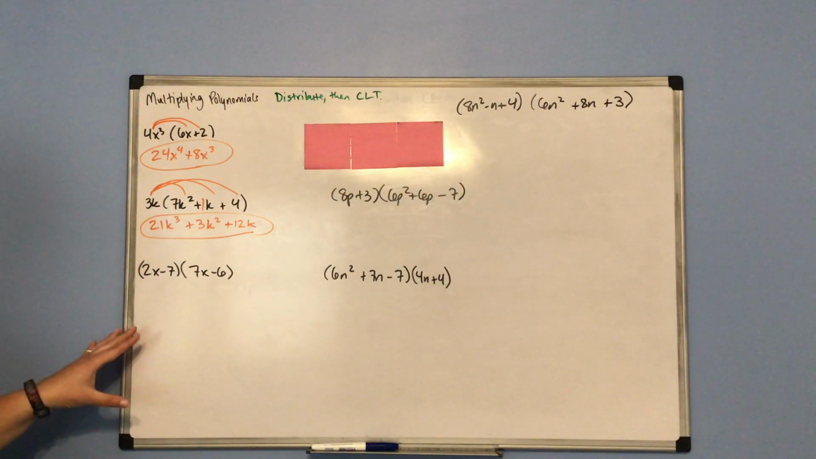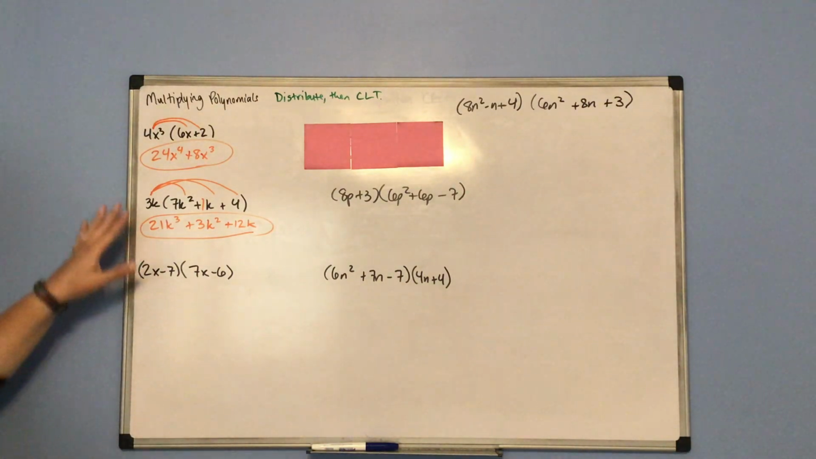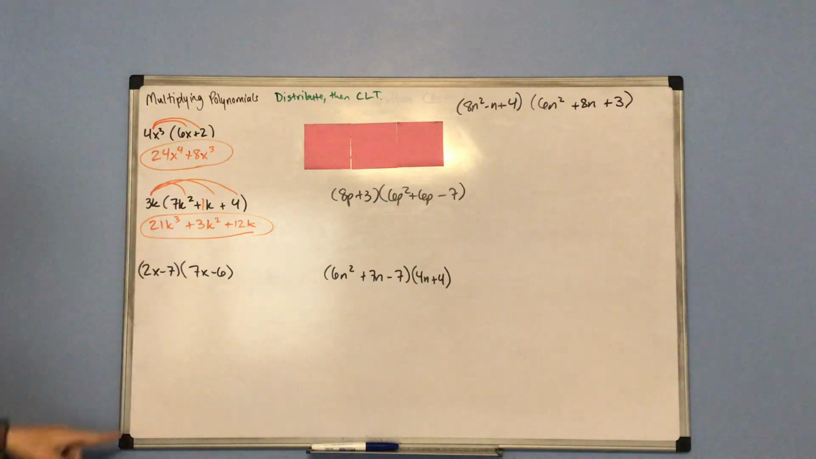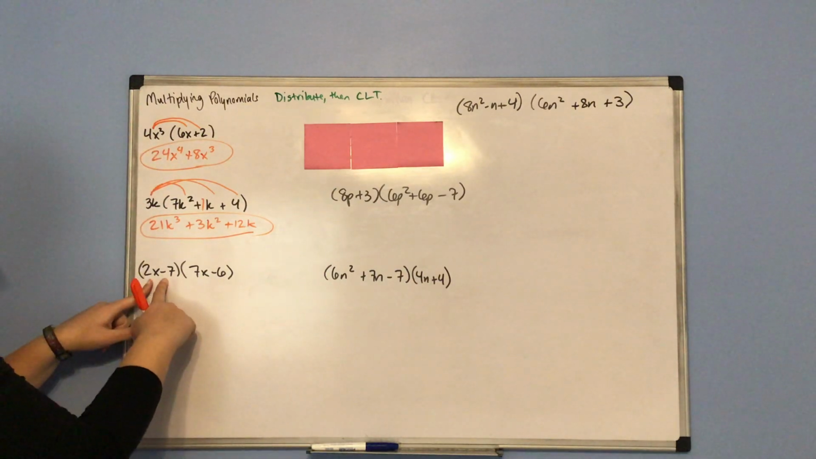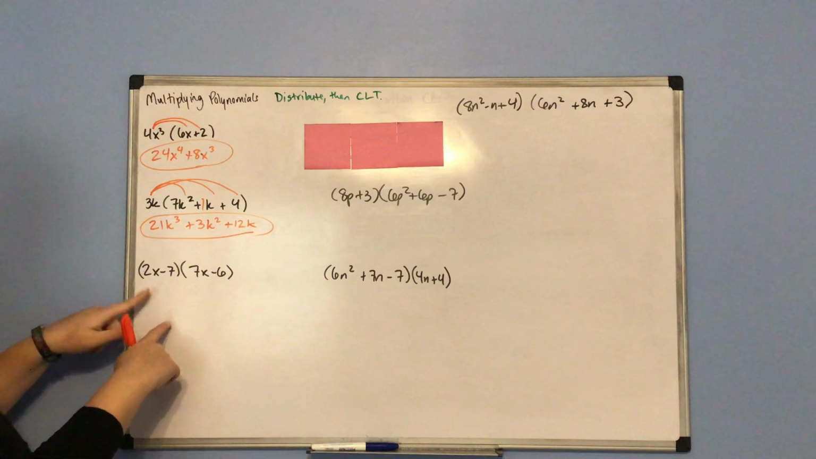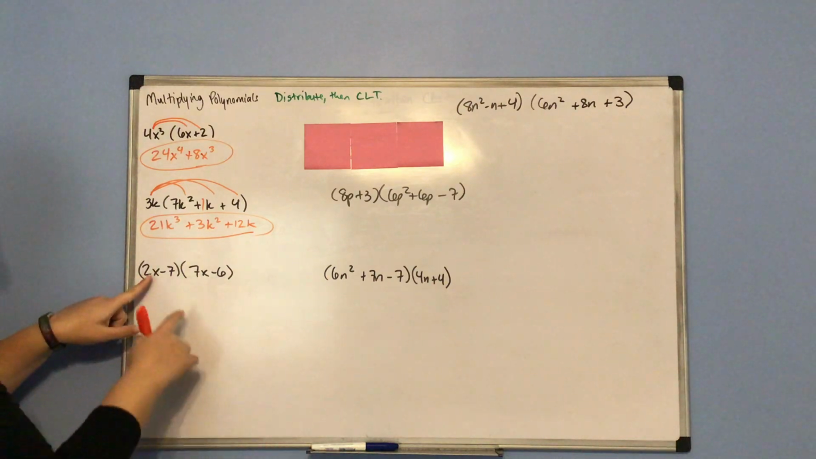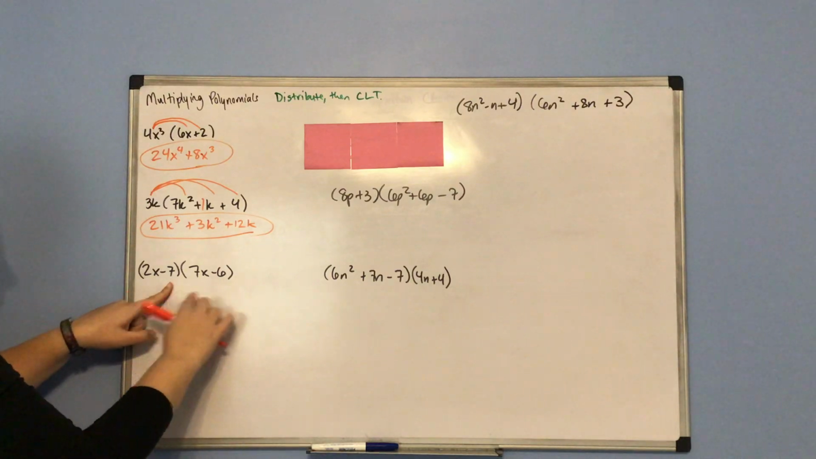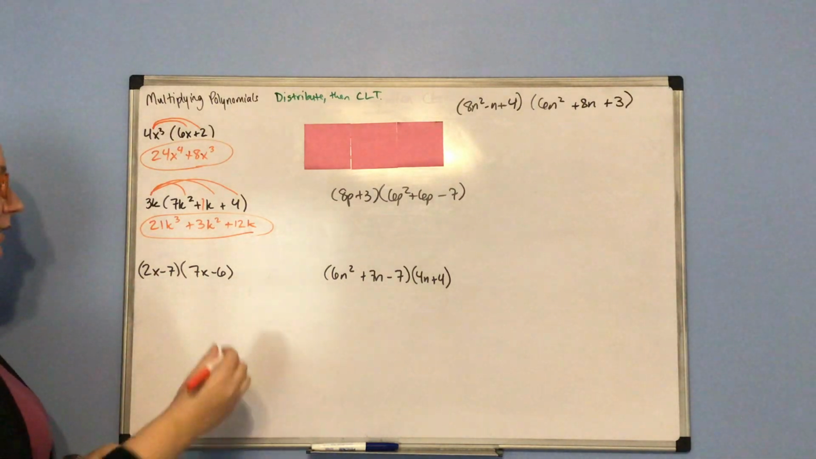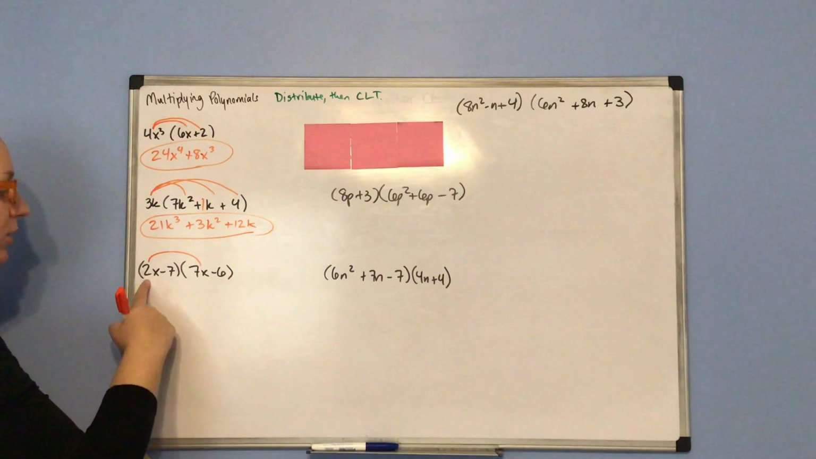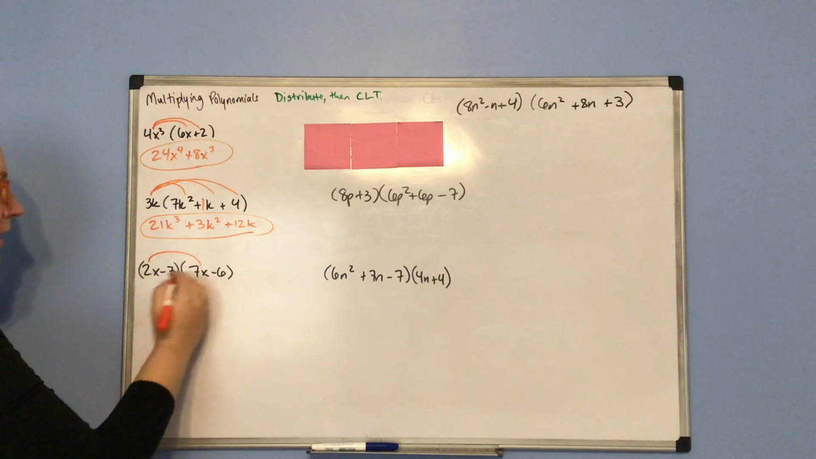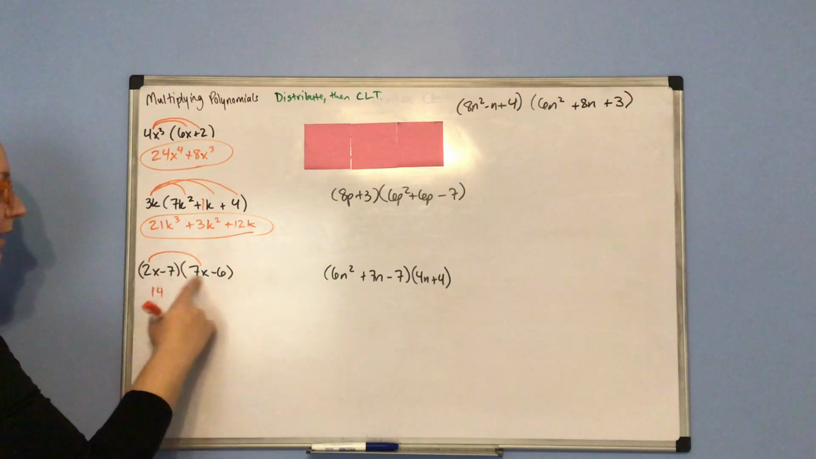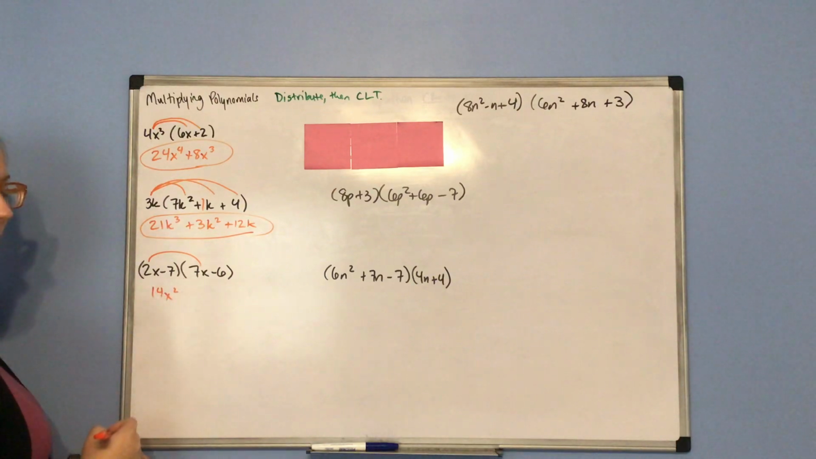The rest of these look a little different because we have more than one term in front of the parentheses. So here I have 2 terms in front of the first set of parentheses. What needs to happen here is I need to double distribute. I need to distribute this 2x to both items here and also the negative 7 to both items here. Let's try it. 2x times 7x. 2 times 7 is 14. X times x is x squared.